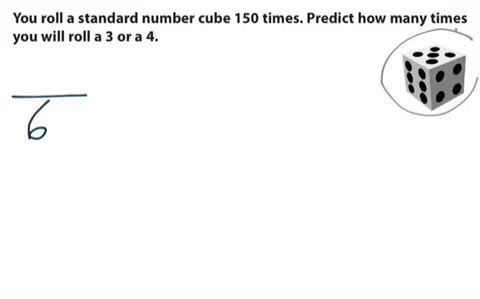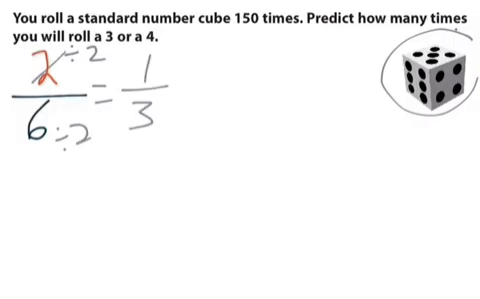Well, 2 of the sides have either a 3 or a 4. We could simplify later, but I'm going to go ahead and simplify this now. 2 out of 6, you can simplify this little fraction by 2. 2 goes into itself 1 time, and 2 goes into 6 3 times. So 1/3 of the sides have either a 3 or a 4 on them.